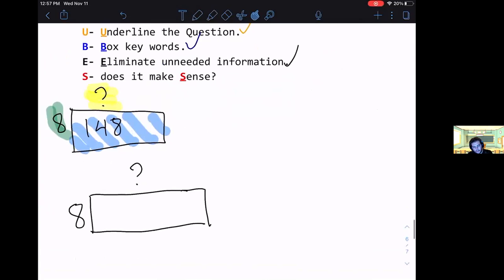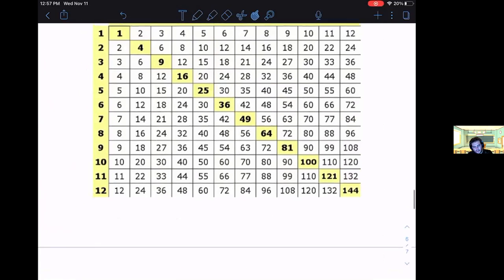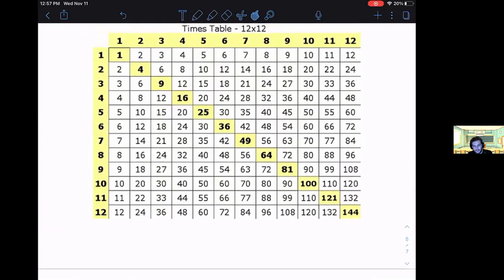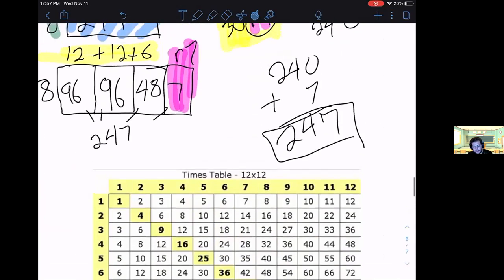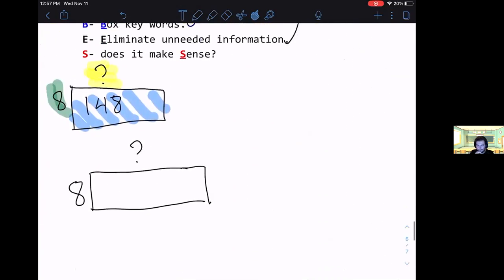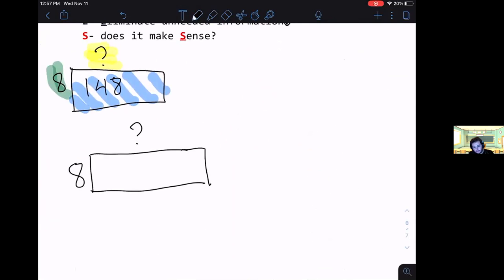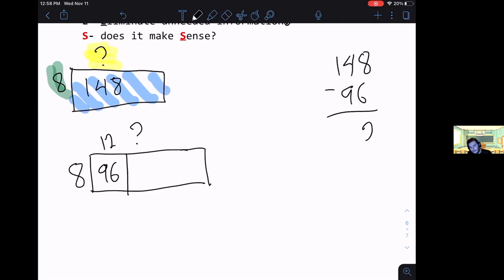Looking at our 8 math facts, what's the furthest we can go? Let's go all the way down to 96. We know 8 times 12 gives us 96 because we use that one extensively. So we're going to put 12 right here. 8 times 12 gives us 96. Seal the box. Now to figure out how much is left for the whole. We have 148, the whole, minus 96, the part that we figured out so far.